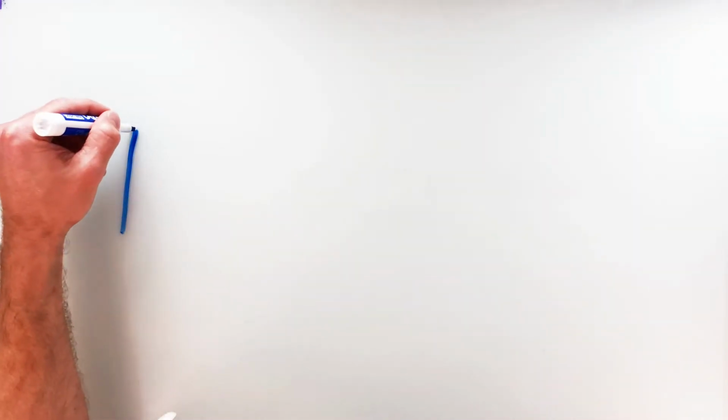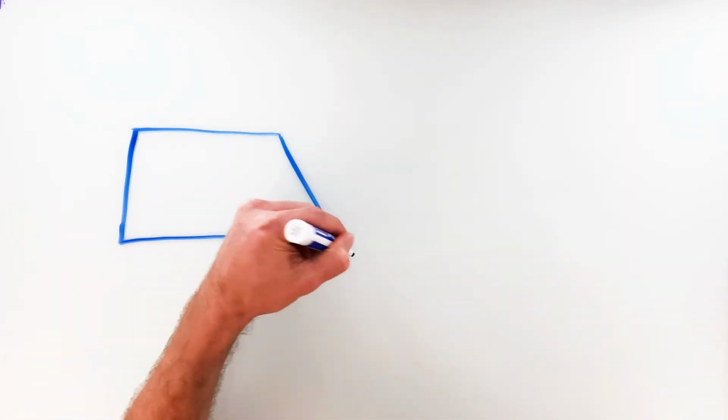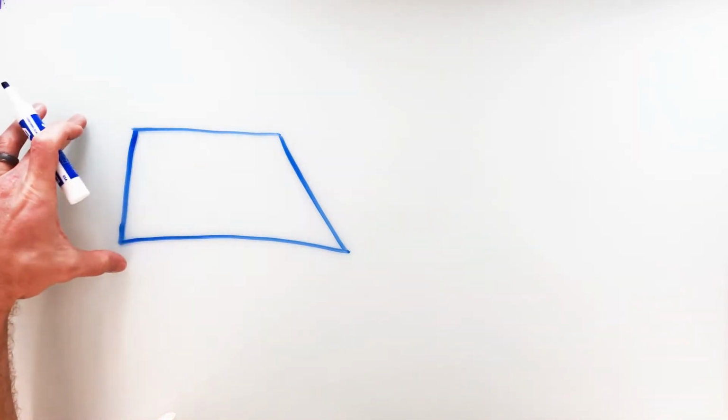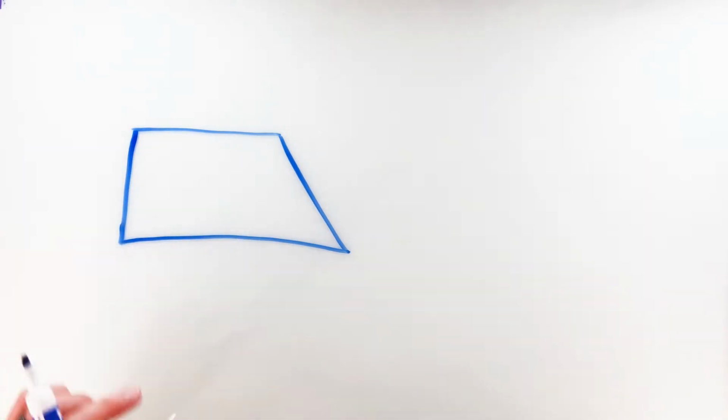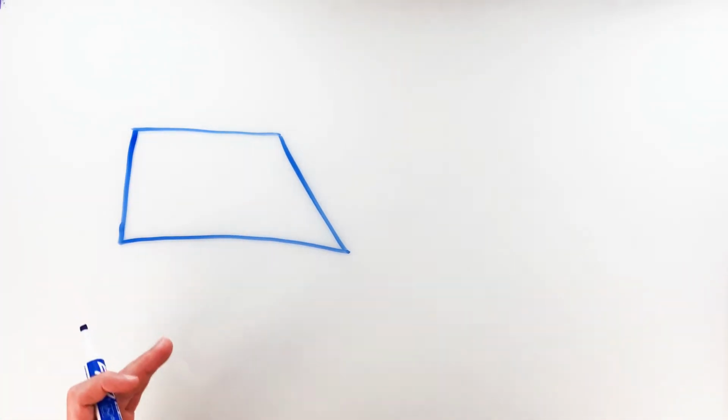By definition, a trapezoid is just a quadrilateral with one pair of parallel sides. So we have one pair of parallel sides here. The other two sides, it doesn't really matter what they are. They might be congruent. If they're congruent, it's an isosceles trapezoid. But if they're not congruent, it's just a general trapezoid.